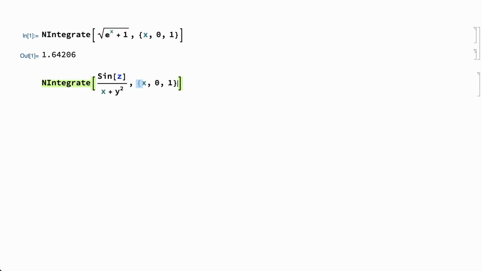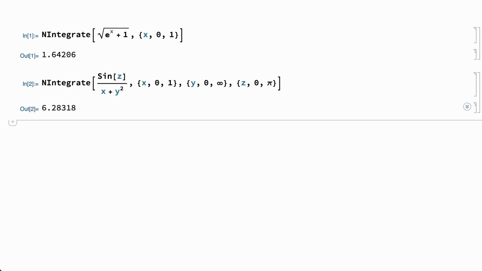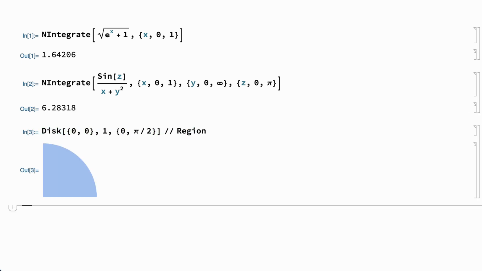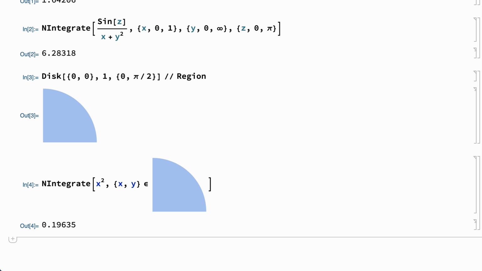NIntegrate can also do multidimensional integrals. For example, this shows an integral in 3 dimensions. The range of integration can also be specified as a geometric region. For example, this input gives a region corresponding to 1 quadrant of a unit disk, and this uses NIntegrate to do a numerical integral over that region.